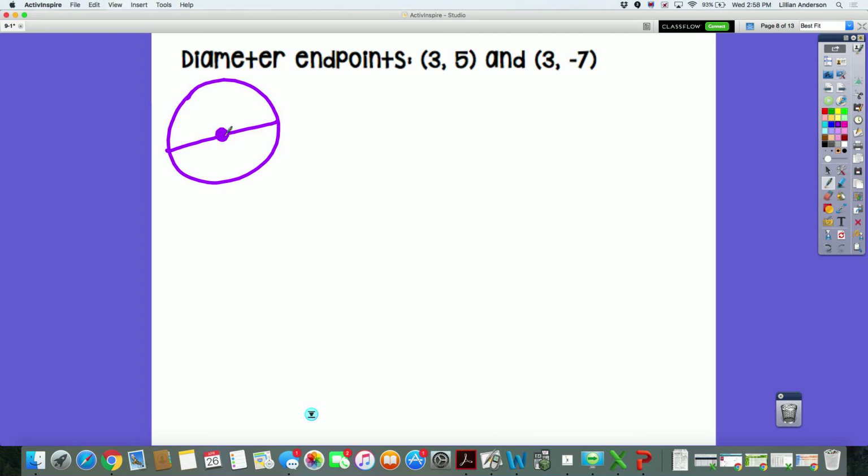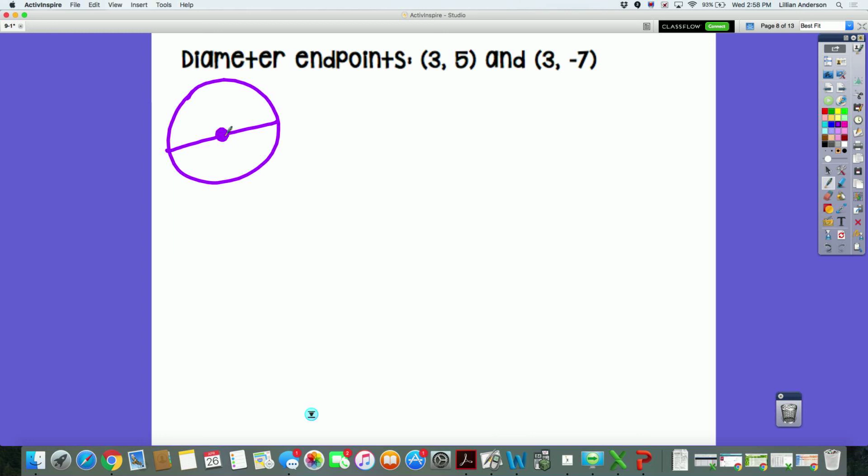Now, we just have an issue. We actually have 2 issues here. Don't know the radius, and we don't know the center. But the center is in the middle between those 2 points. How do you find the middle point between the two endpoints? Add them up and divide by 2.